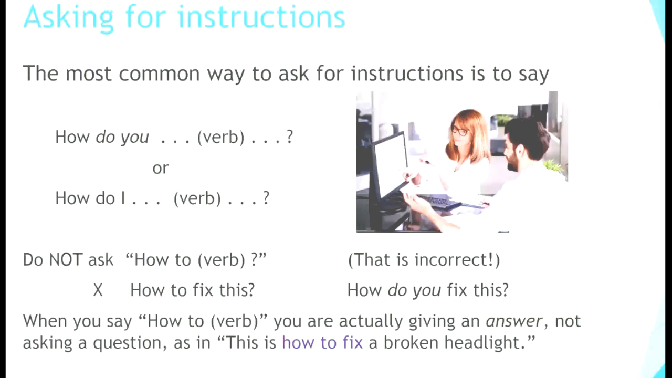Or "How do I...?" Do not ask "how to." That is incorrect. "How to fix this?" Wrong. The correct way is, "How do you fix this?" When you say "how to" plus a verb, you are actually giving an answer, not asking a question, as in, "This is how to fix a broken headlight."